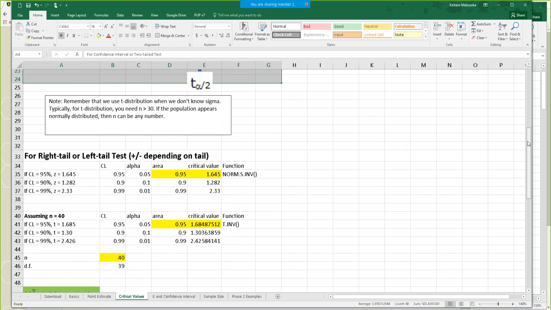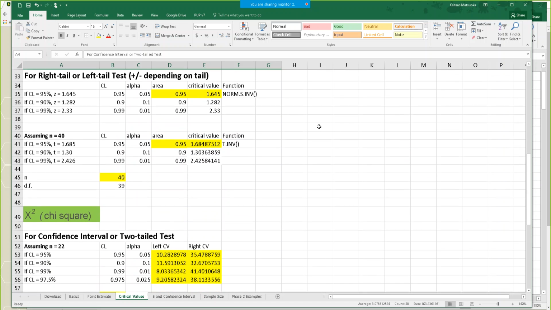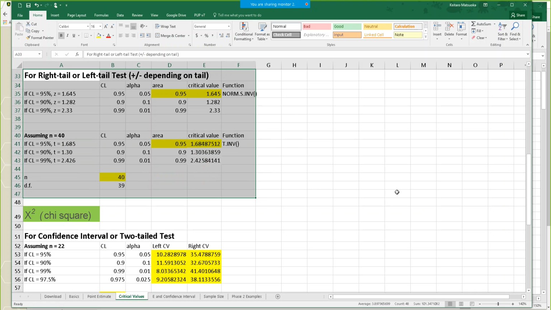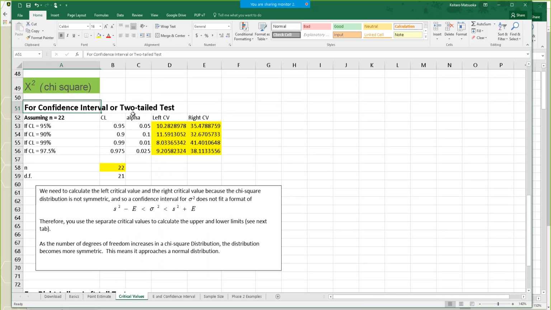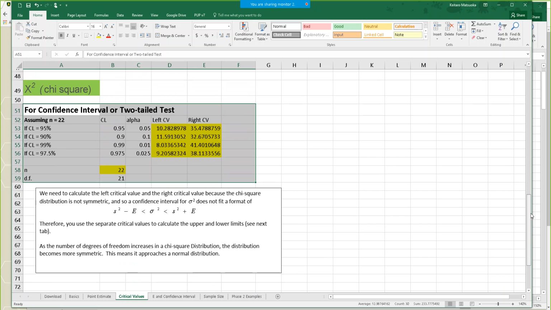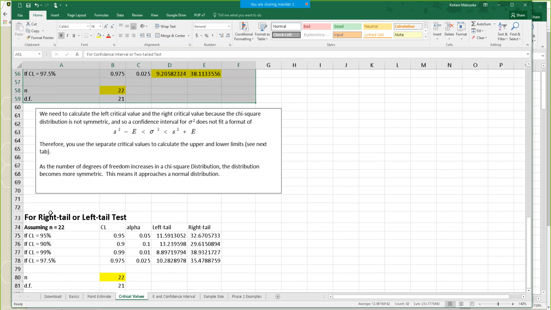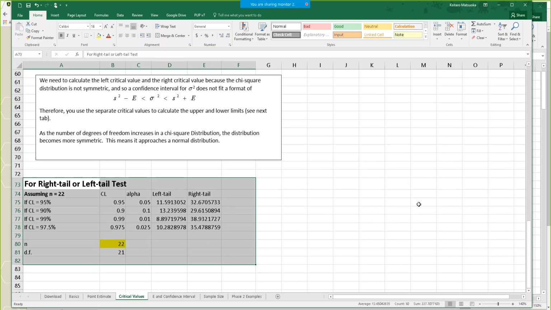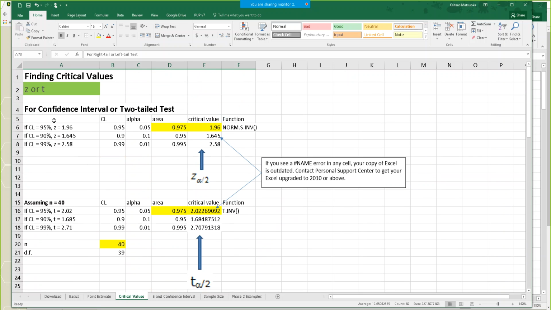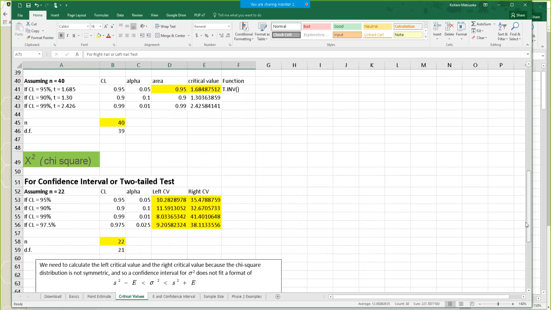If you're doing the right tail or left tail, so basically one tail, this is the section you use for Z or T. And later on, we're going to be looking at the chi-square. For the chi-square, here's the two-tailed test. That's what we're going to look at. And then for the right tail, left tail for chi-square, it's down here. So make sure when you do the critical value method that you use the right section within module 2. Okay, here's two tail, one tail, two tail, one tail.